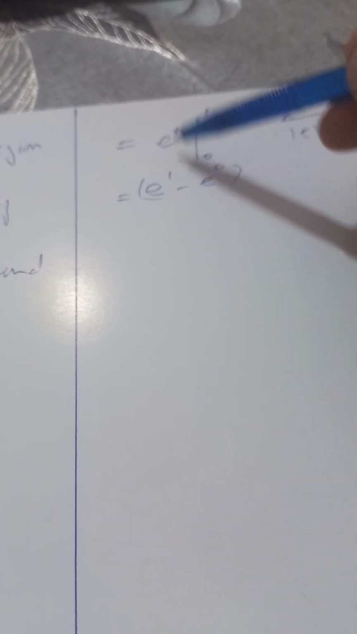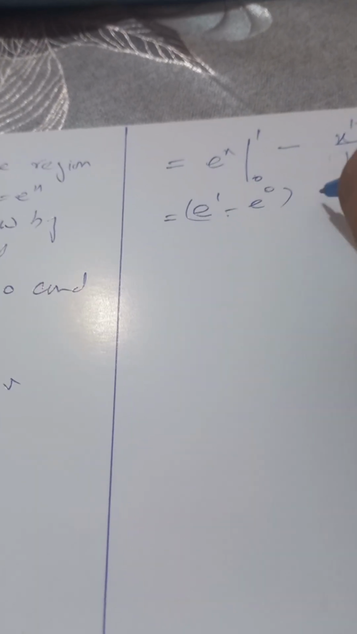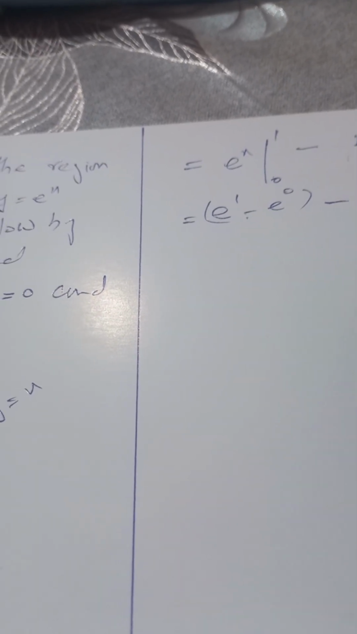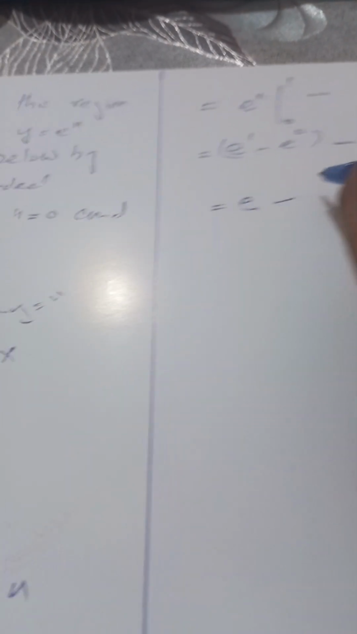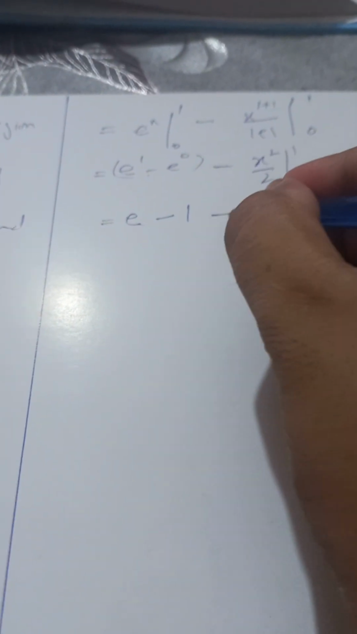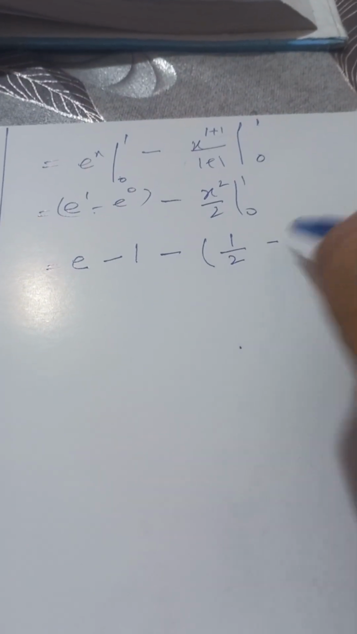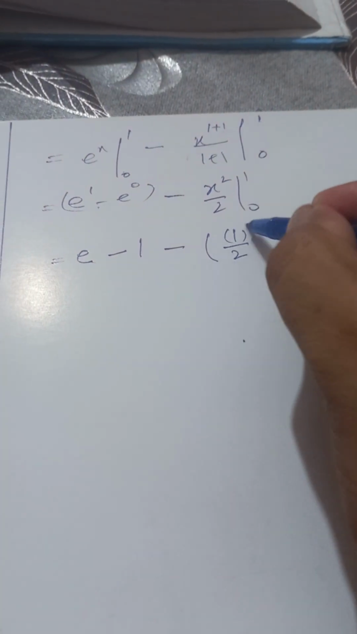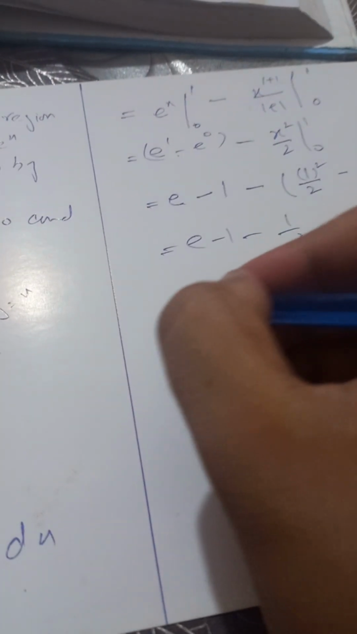Now e raised to power 1 minus e raised to power 0. This is how we apply the limit: first we apply the upper limit, then minus, and then we apply the lower limit. e raised to power 1, e raised to power 0 is 1, minus, now we put the limit of the second function, 1 squared over 2 minus 0 over 2, which is 1 by 2, and this is 0.